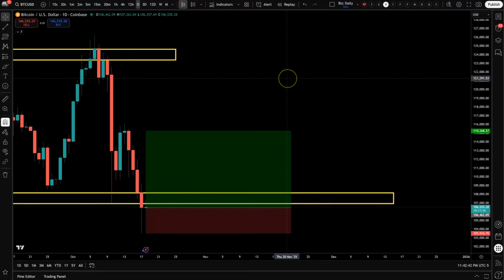Once in a while, when I'm doing intraday trading, I'll put some EMAs on there just to serve as some extra confirmation. But typically I'm trading price action during the day.